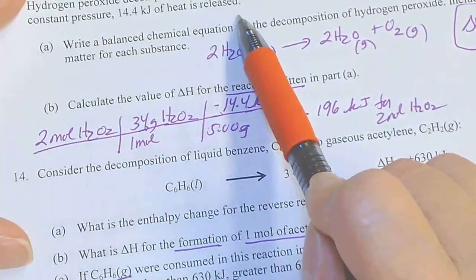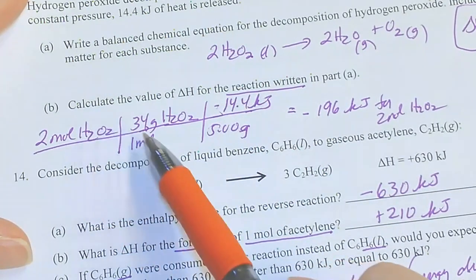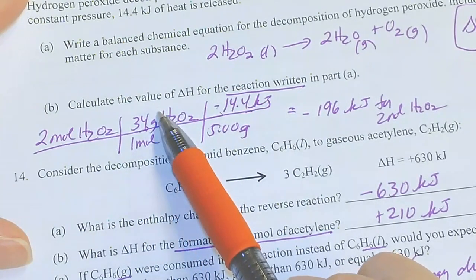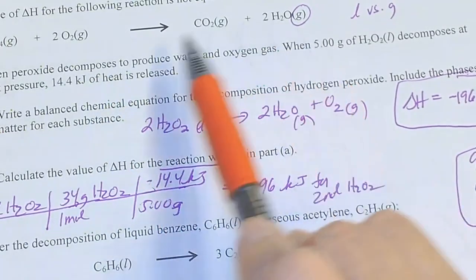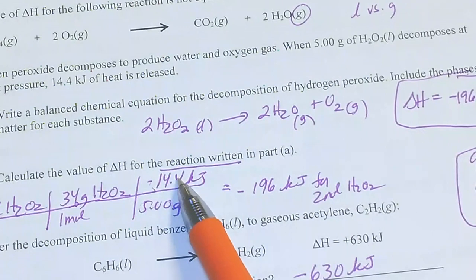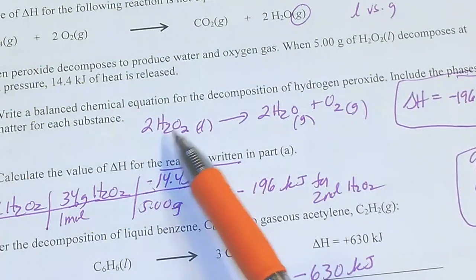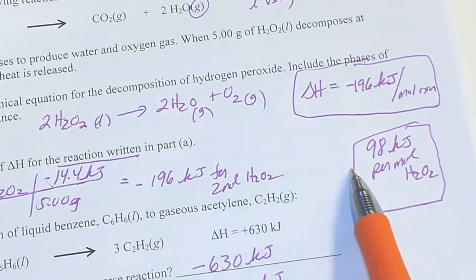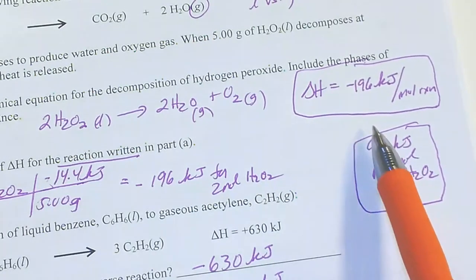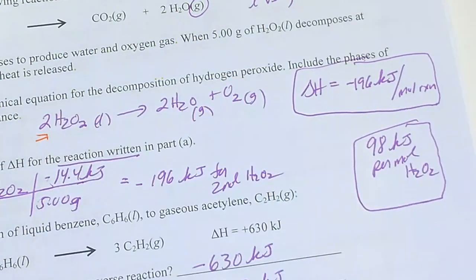So if you take this reaction, it's got 2 moles of hydrogen peroxide as a reactant. So we're going to go ahead and use the molar mass of hydrogen peroxide and the data that we have in the problem, that 5 grams of hydrogen peroxide release this much heat. That gives us the amount of energy for 2 moles of hydrogen peroxide. Okay? If we wanted to know the amount of energy for 1 mole, we would have divided that in half. But the equation wants 2 moles of hydrogen peroxide.